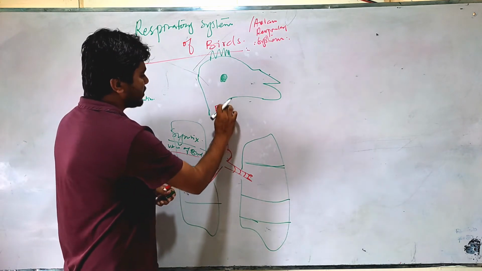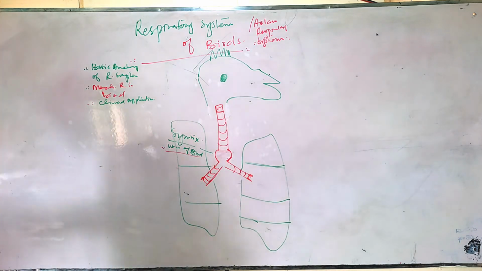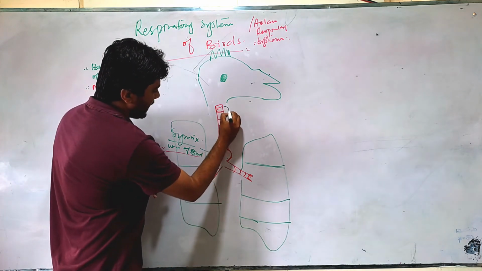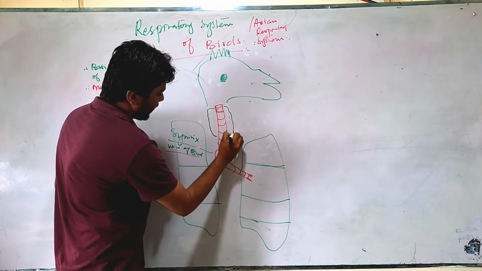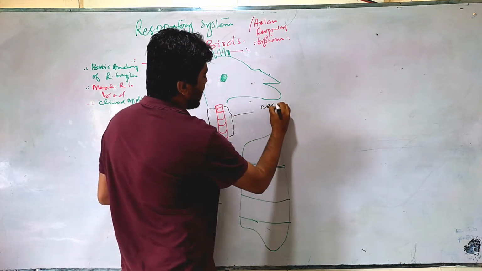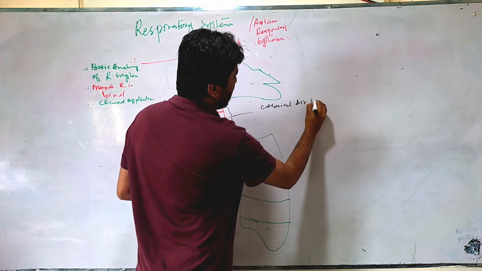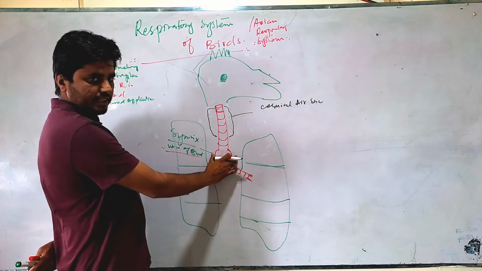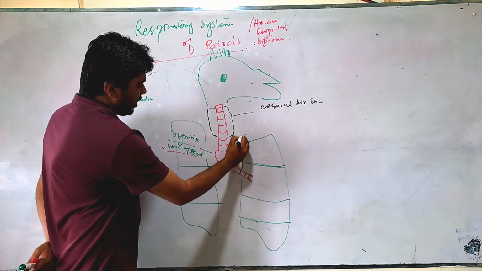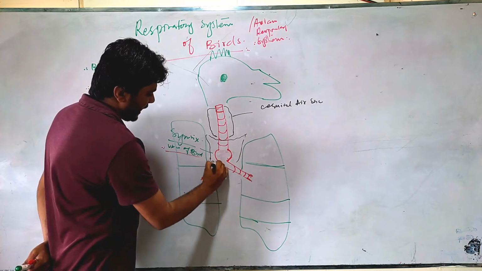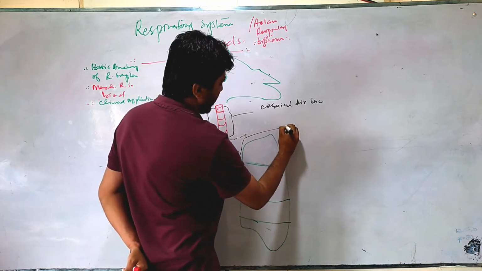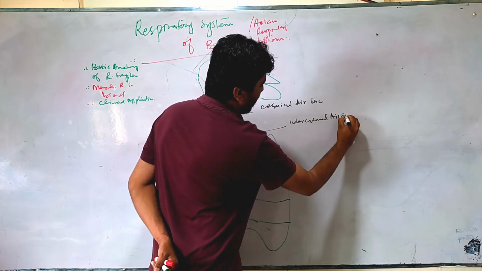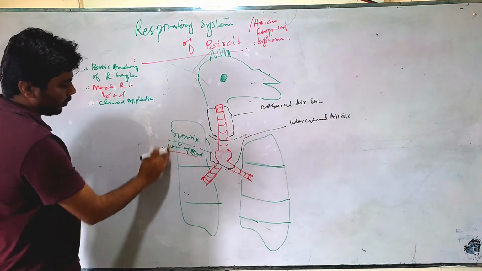For example, we will start with the cervical region. Here we have 2 air sacs, which are called the cervical air sacs in the neck area. Clear? Number 2, back of this area is the clavicle region, where we have one large air sac. This air sac is known as the interclavicular air sac.